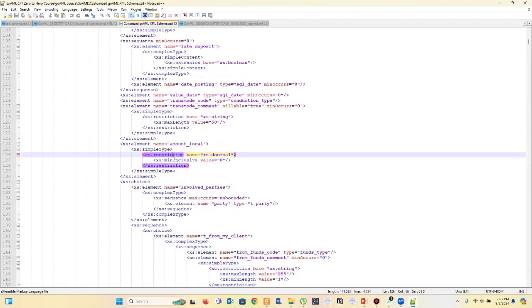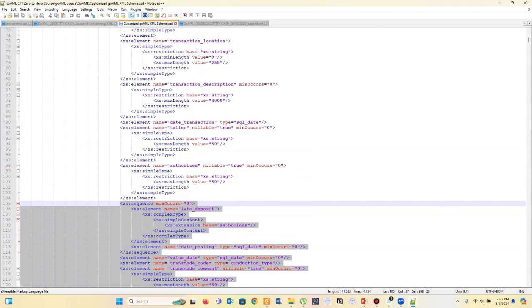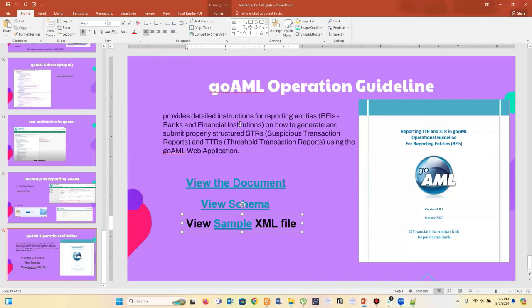So we talked about the validation of the XML file. The XML file validation depends upon this schema. Now, another important document is this goAML operational guideline. This guideline provides detailed instructions for reporting entities like finance, banking, and financial institutions on how to generate and submit properly structured STR and TTR reports.